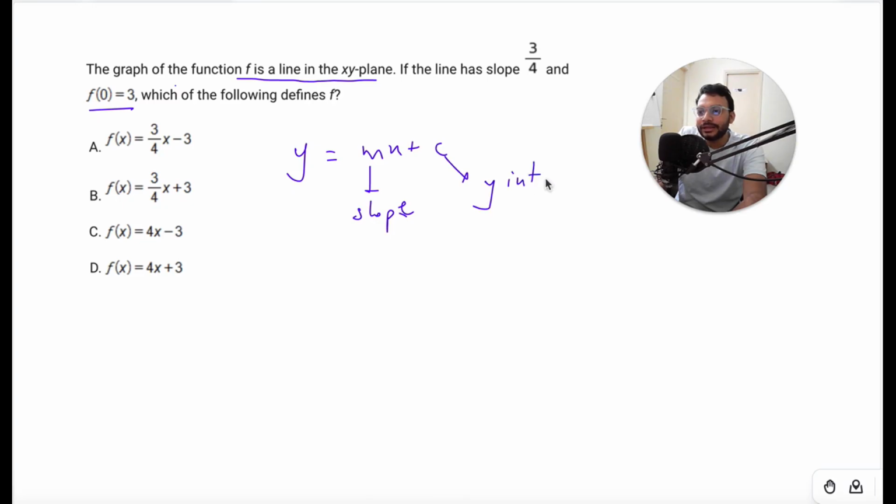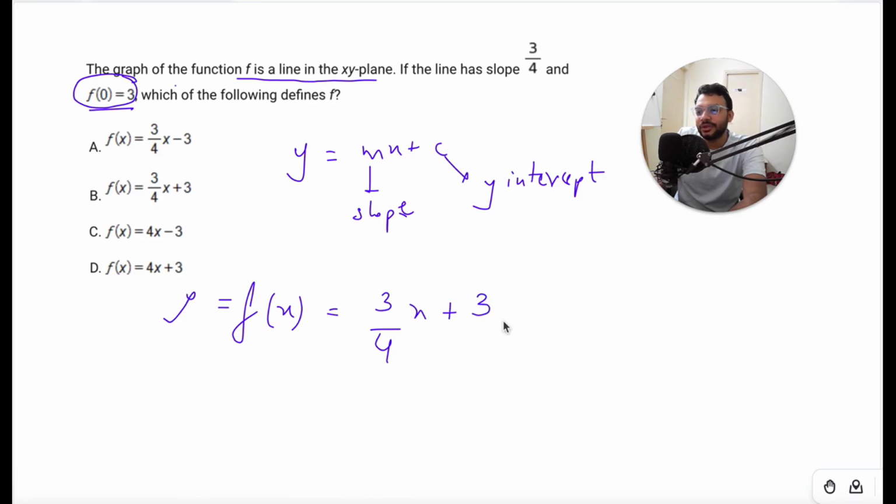What is the meaning of the y-intercept? Y-intercept means the point where the graph cuts the y-axis. When does the graph cut the y-axis? When x is equal to 0. So they've already provided us with f of 0 as 3. That means it's cutting the y-axis at y is equal to 3. So the function would be f(x) or y is equal to mx, 3 over 4 x, plus y-intercept 3. 3 over 4 x plus 3.